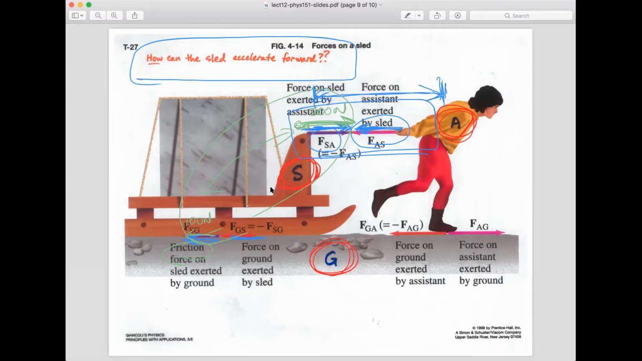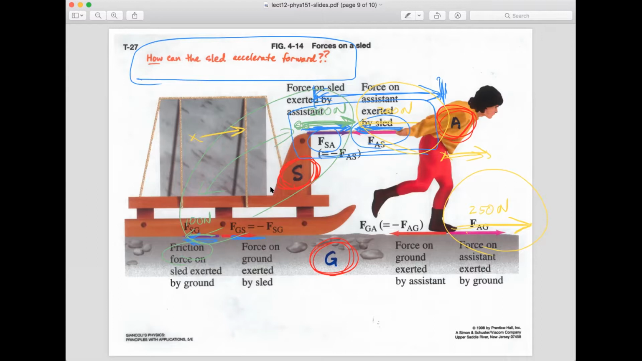The same is true for the assistant. Okay. And I'll try and highlight the forces on him in yellow. The sled is pulling backward with 200 newtons right here, but the ground is pushing forward with more than 200 newtons, right? Something like, let's say, 250 newtons. So what that means is that there is a net force forward on the person, and the person will also accelerate forward. So what do we have? We have the sled accelerating forward. We have the person accelerating forward. Okay, so everything's fine. So yes, things can move in this case.